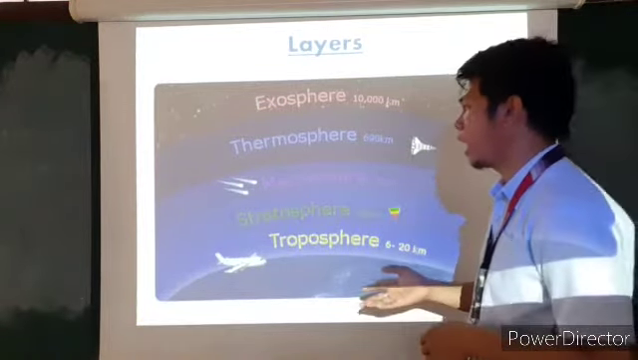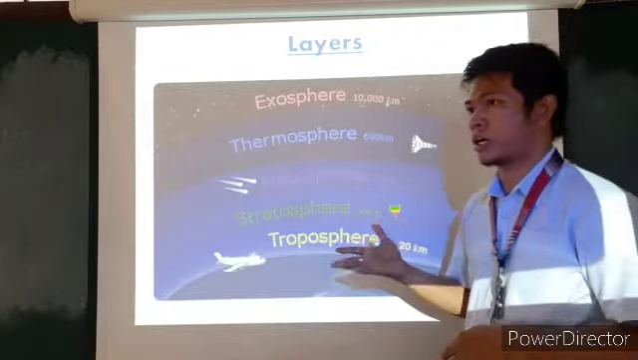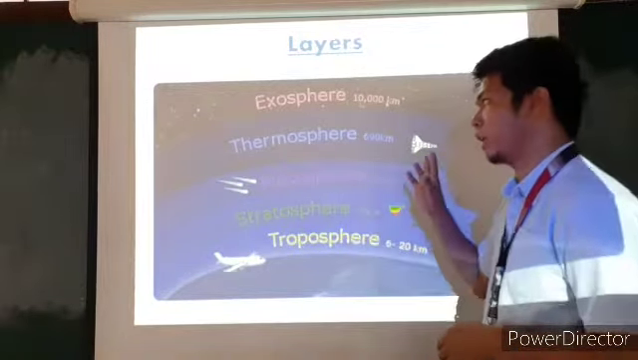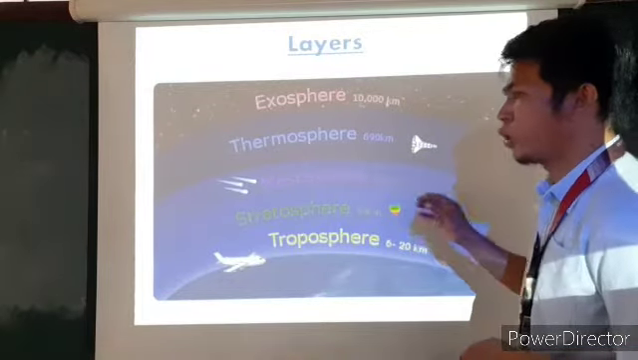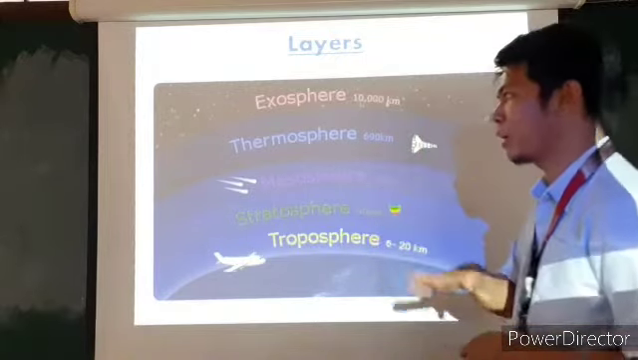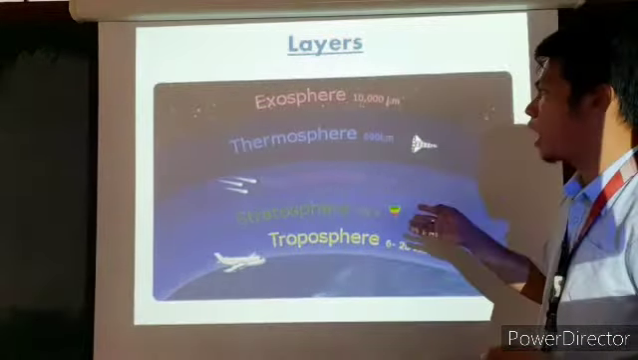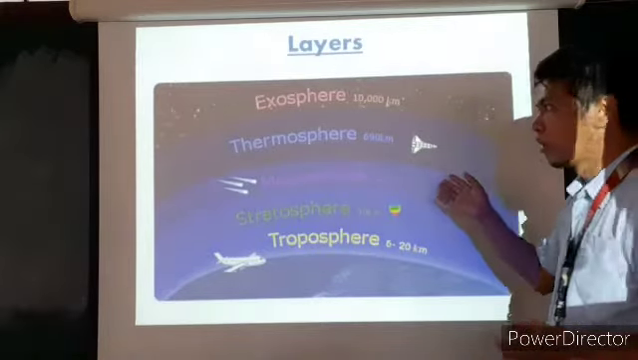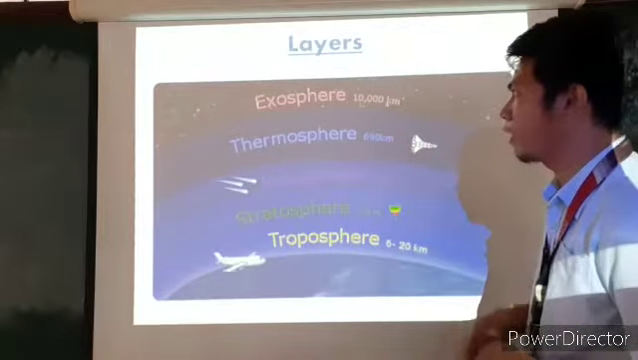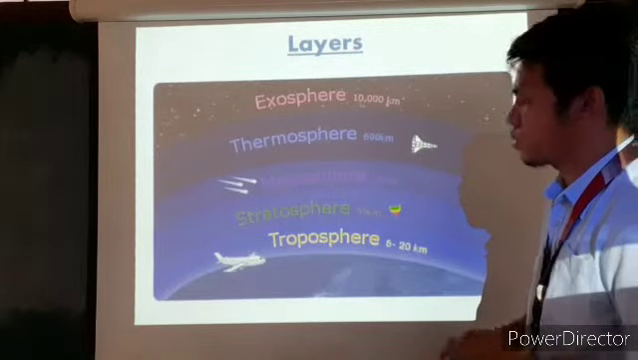And then we have the mesosphere, where meteors start to glow, the area that meteors pass through. We have the thermosphere, where our satellites are located. And then we have the exosphere.